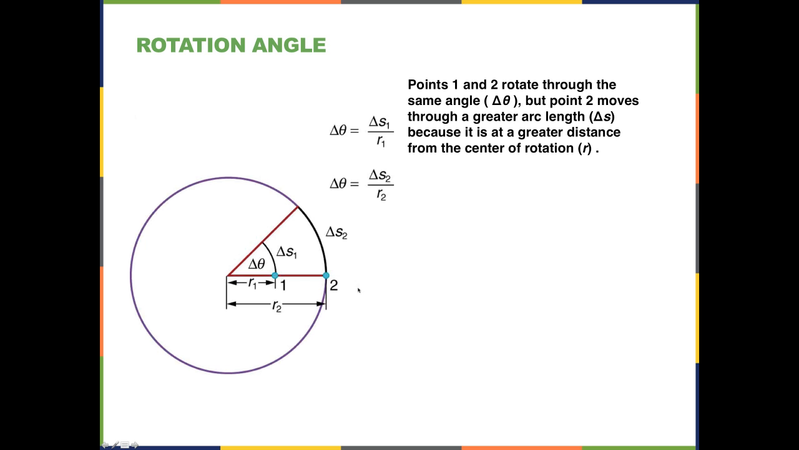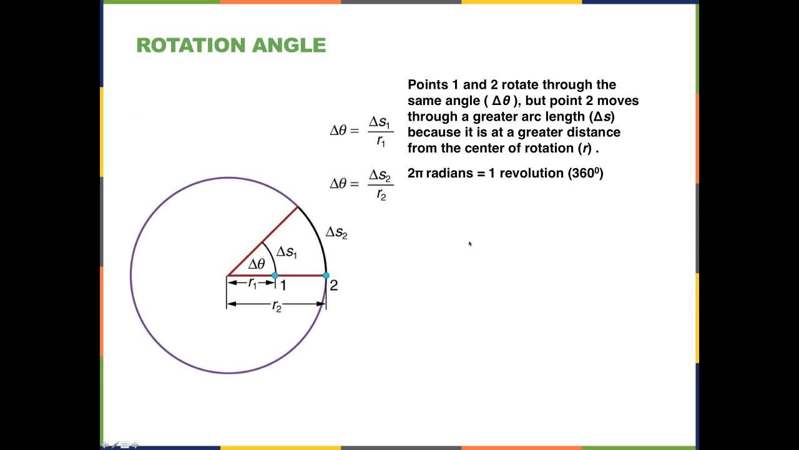So let's take a look at some properties. For example, you have one point here rotating to here, and one point here rotating to here. They do travel through the same delta theta. However, delta S1 is less than delta S2 because R1 is less than R2. And so you can see the relationship here. Even though the ratios of these two are the same, this and this are not the same.